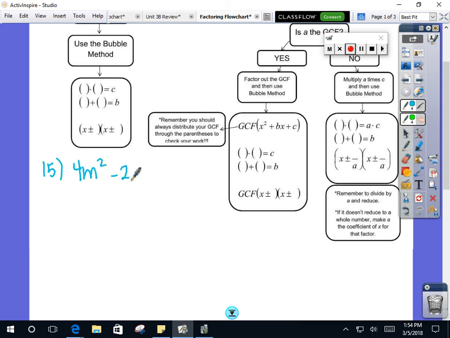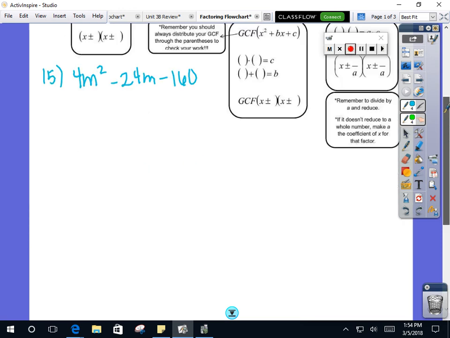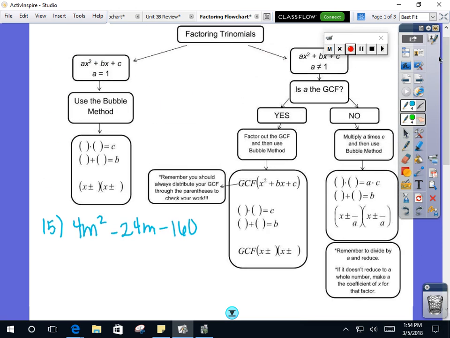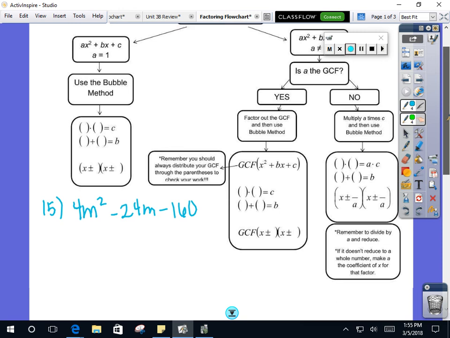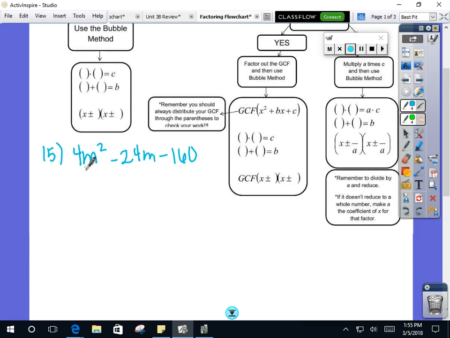4m squared minus 24m. Okay. The first question that it asks on this side is A equal to 1 or not equal to 1? Not. Is A the GCF? How do you decide that? Correct. So sometimes if you don't know, you just need to try.